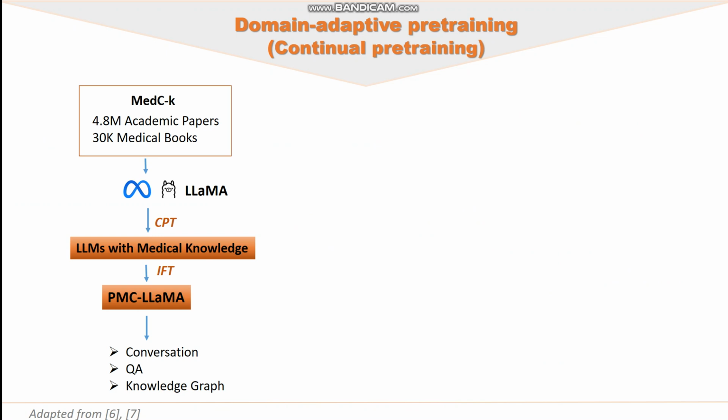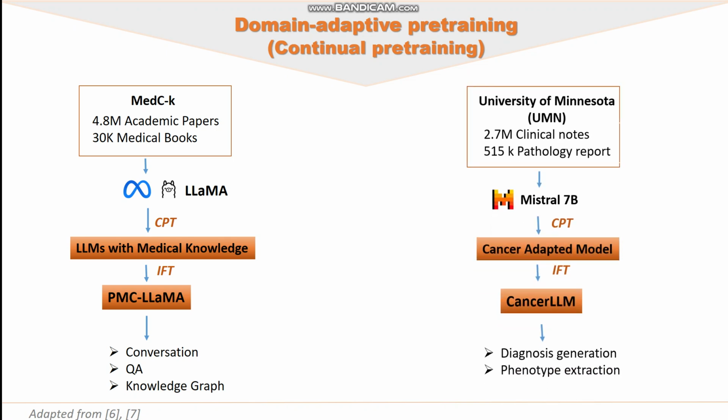Another example, PMC Llama, is trained on millions of academic papers and textbooks and later fine-tuned for biomedical question answering. Then CancerLLM focuses on oncology. It was continually pre-trained on clinical notes and pathology reports, then fine-tuned for diagnosis generation and phenotype extraction. So continual pre-training updates all parameters with unlabeled data to build strong medical knowledge, while fine-tuning refines this knowledge for concrete clinical applications.